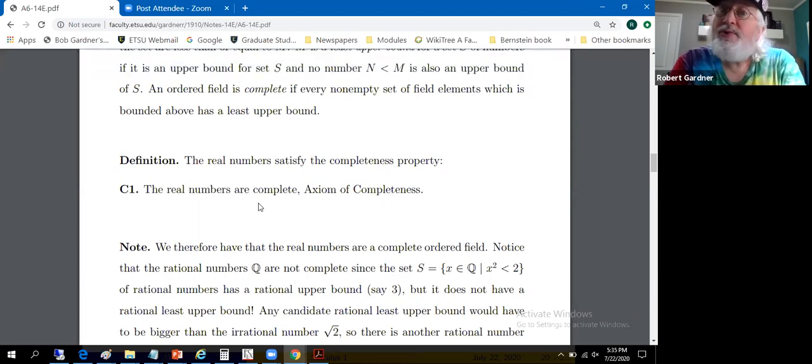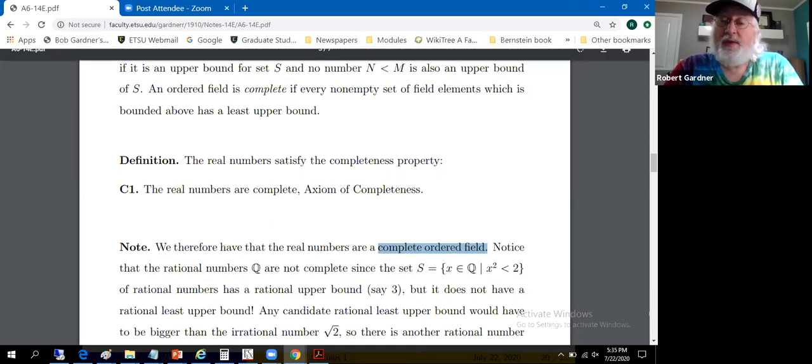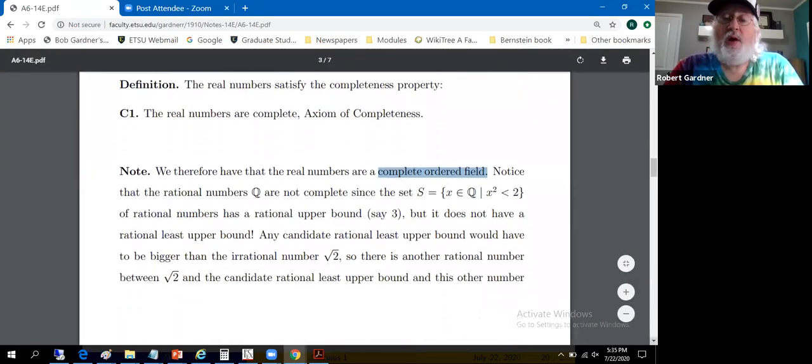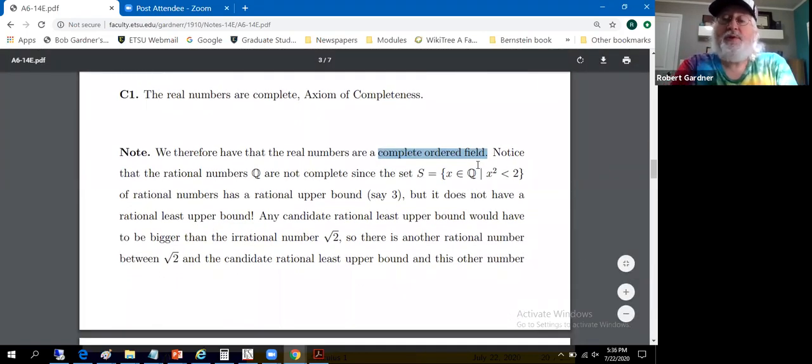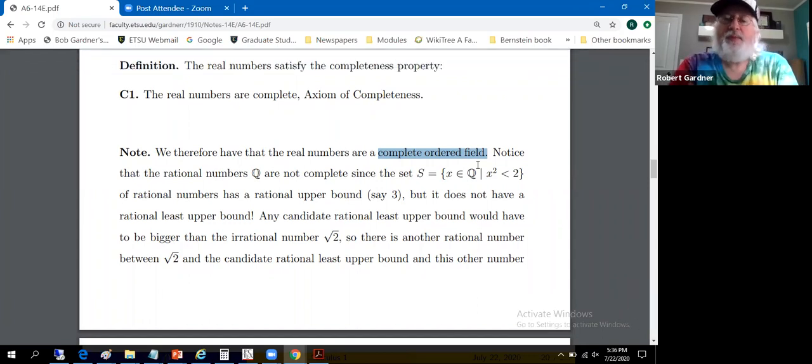The rational numbers are not complete. The real numbers are. So we're defining the real numbers to be, as it says here, a complete ordered field. The field part, maybe that word's new to you, but it just sets up the arithmetic. The ordered part, you're used to less than or equal to. It's this completeness part that's new to you.